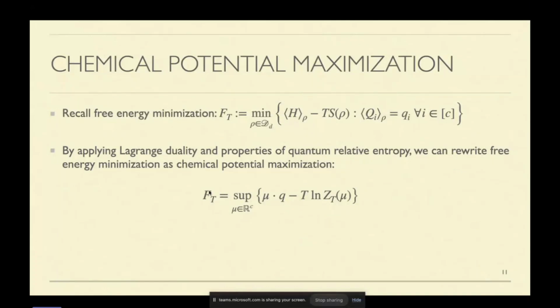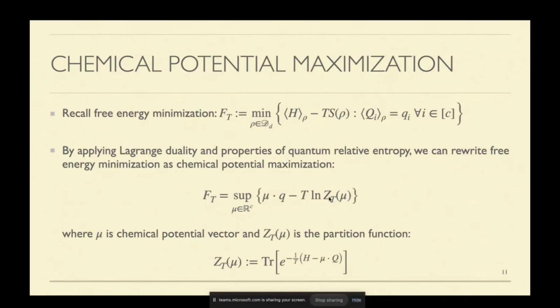Okay, and so to calculate the free energy at temperature T, what this formula is telling us is that we can instead try to solve the dual problem of maximizing this objective function over the set of all chemical potential vectors. This Z is the partition function for the system. And so that has this form. It involves big H, which was the Hamiltonian. I'm now using a shorthand. Big Q is a vector consisting of all the Qi's. And this mu dot Q is a dot product.